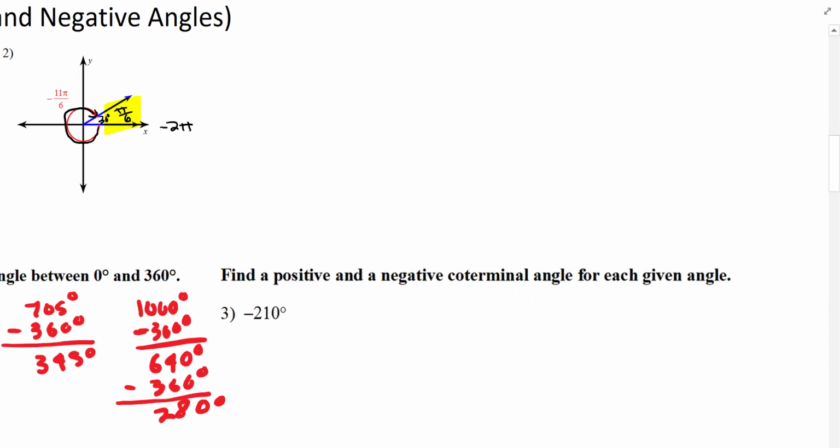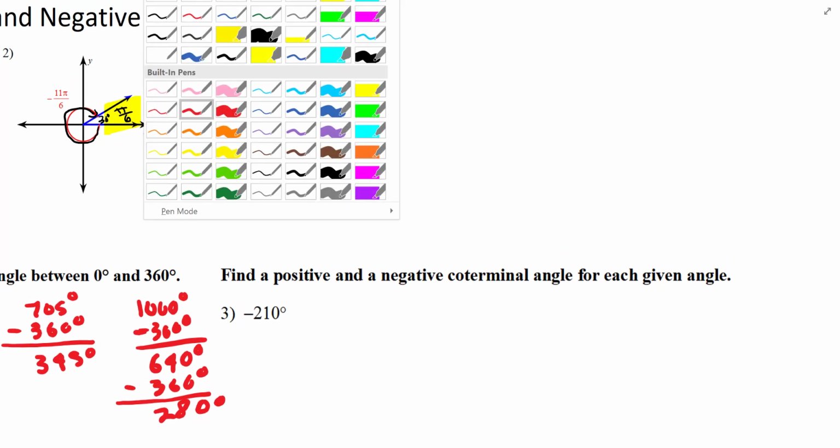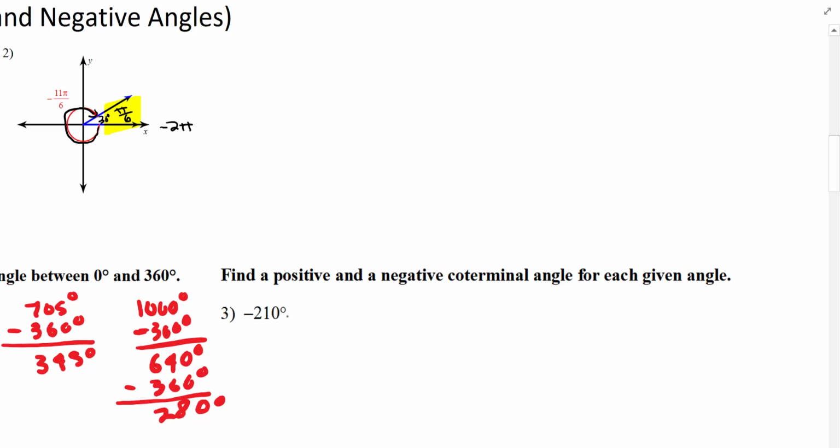So here it says find a positive and negative coterminal angle. So we're at negative 210 degrees. So if I want another negative coterminal angle, I'm just going to go ahead and subtract 360. And remember, a negative plus a negative, it becomes more negative. So negative 570 degrees is coterminal with negative 210 degrees.